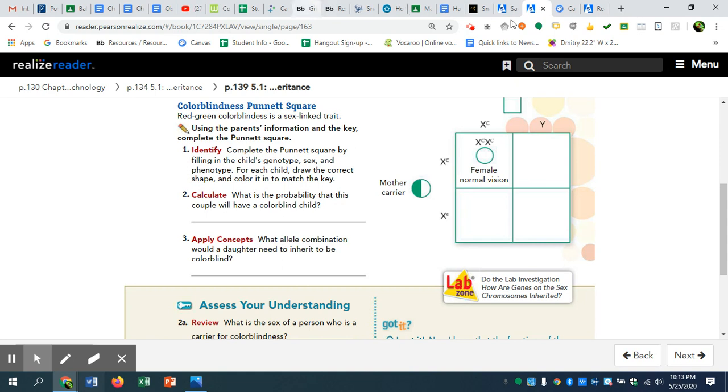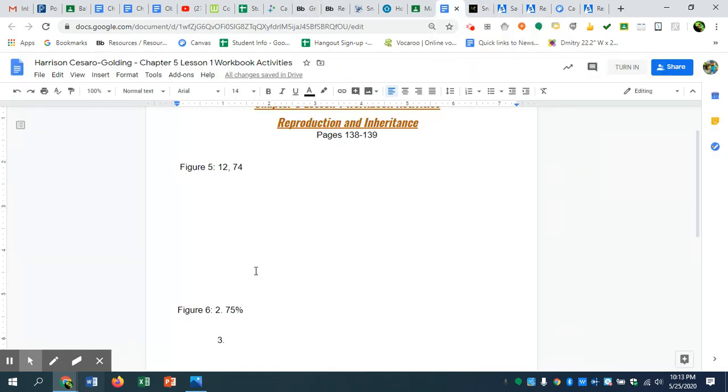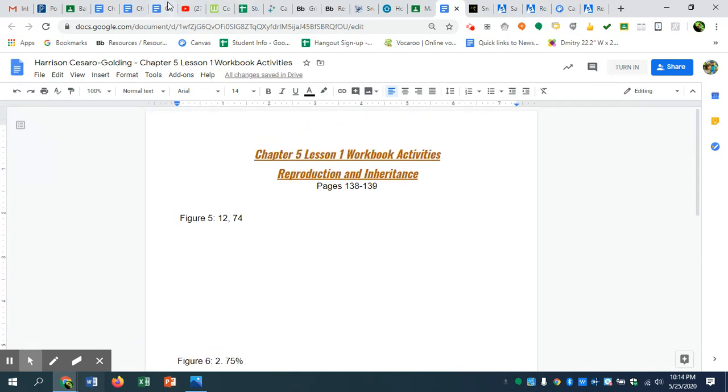So what allele combination would the daughter have to have? She would have to have an X with a C, and then an X with a lowercase c. That's the only way that you could be colorblind. If she had an X with a capital C, not colorblind. So that's the only way: X lowercase c, X lowercase c. Okay, so that's it for those workbook activities.